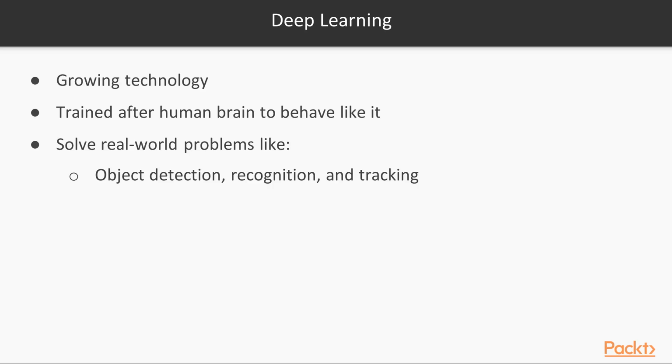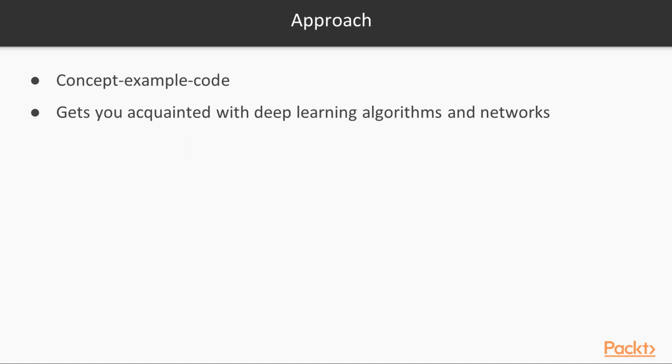Deep learning is a growing technology that is trained after the human brain to behave like it. They solve a lot of real-world problems like object detection, recognition, and tracking. This course has a concept example code approach to get you acquainted with deep learning algorithms and networks.